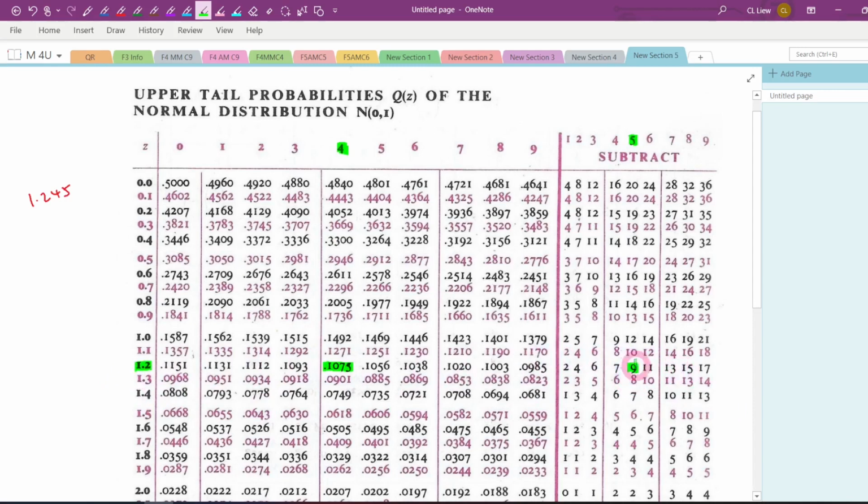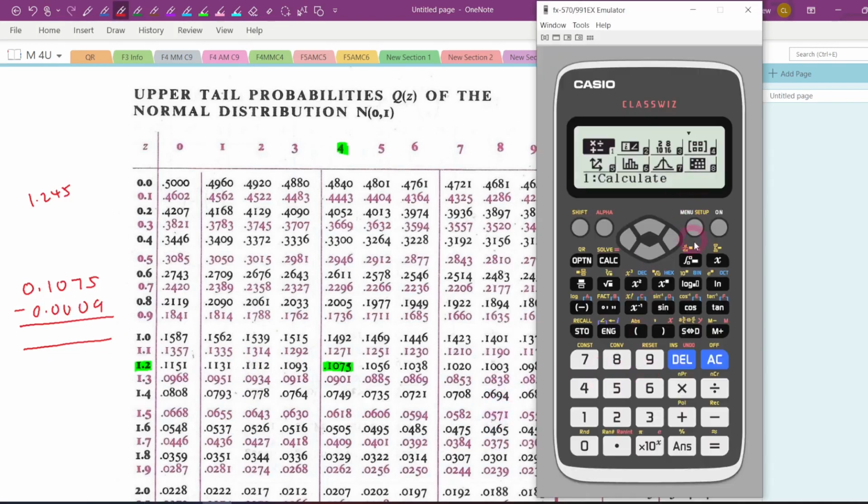Okay, you see a 9 over here, right? This means that you have to take 0.1075 minus 0.0009 to get the answer. So you don't have to do it this way, you just press your calculator. Let me show you this way. 0.1075 minus 0.0009. You will get this answer, which is 0.1066. But do you notice that it takes a longer time to type a lot of 0 here?